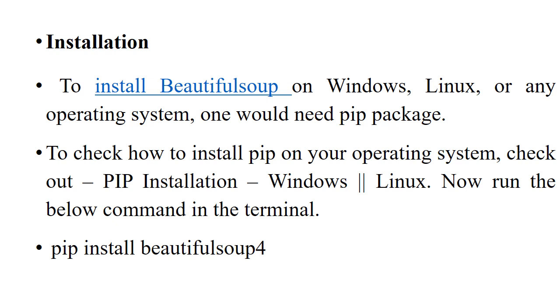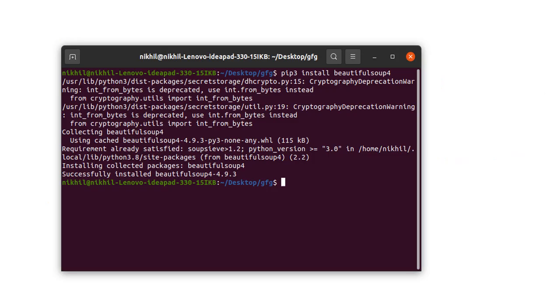Installation is very similar. The way we install the requests library, the same way we can install the Beautiful Soup library. So pip install beautifulsoup4, and version 4 will be installed. So this is the output of the installation.